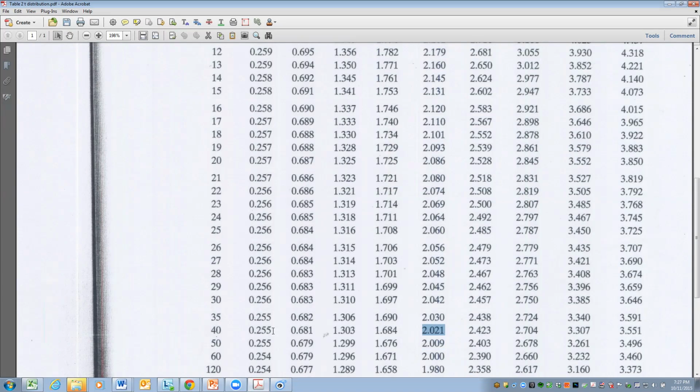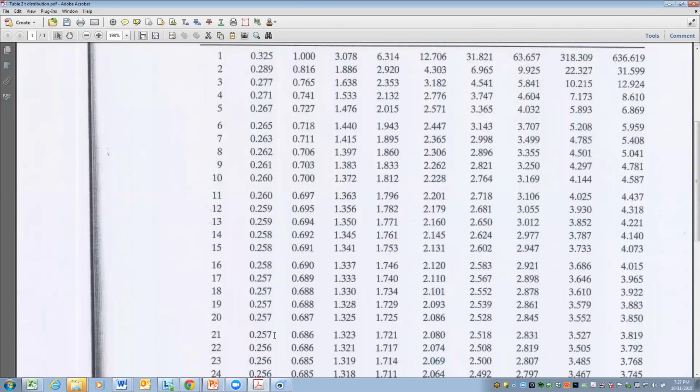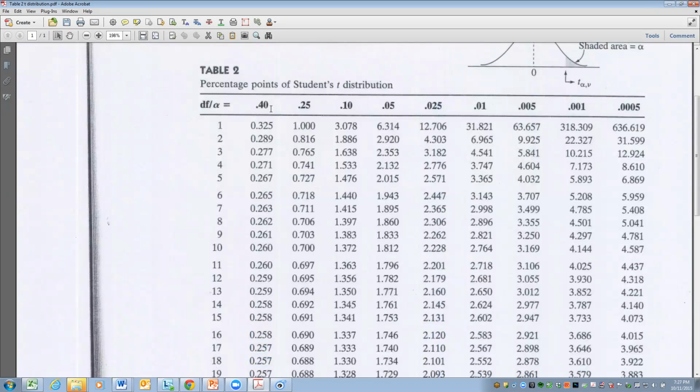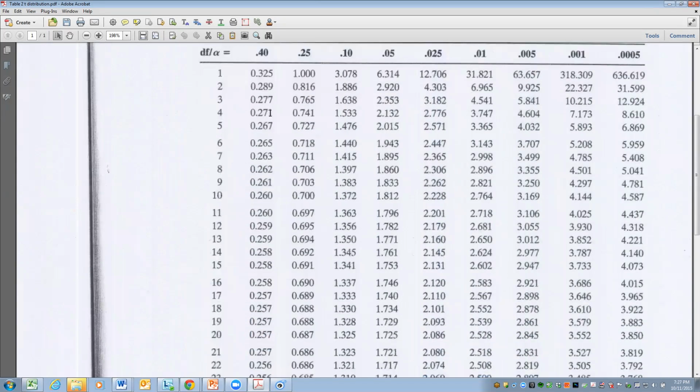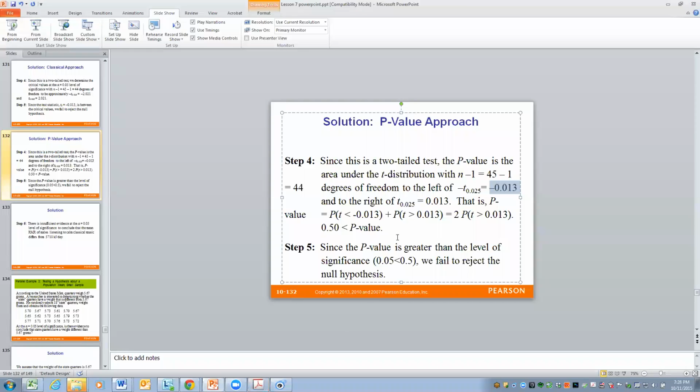looking for a t-value of 0.013, well, the smallest t-value I have is 0.255, and that happens greater than 40% of the time. So I know that one tail is greater than 40%, so two tails would be more than 80%. So I know that my p-value is more than 80%. In this case, the table that they give you in the textbook stops and you would be stuck with more than 25%.